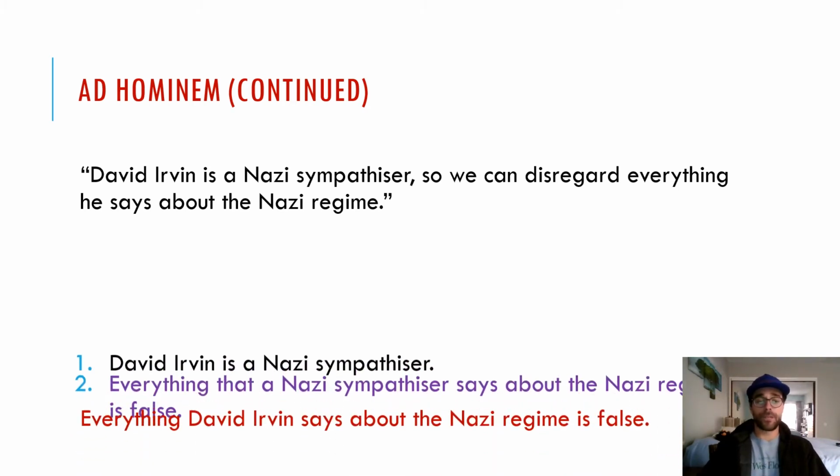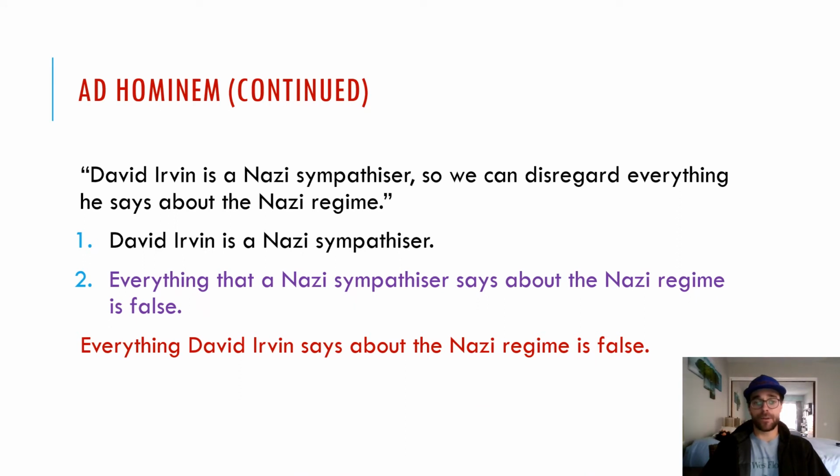But the problem is, when we look at this in standard form again, we see that premise 2, everything that a Nazi sympathizer says about the Nazi regime is false, is not necessarily the case. If, for instance, a Nazi sympathizer were to say that Hitler was a good public speaker, this wouldn't be false just because the person saying it is a Nazi sympathizer. Instead, this is just a factual statement, and paying attention to the person saying it because of their position doesn't negate whether what they are saying is true or false.